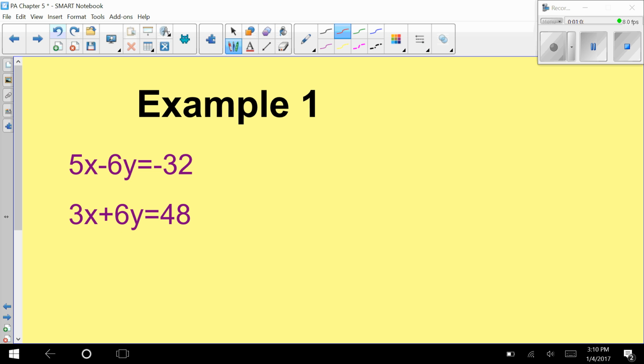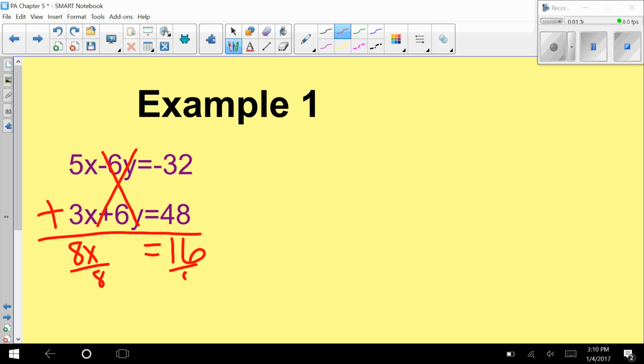Since one's a minus and one is a plus, we are going to add the two equations together. Notice that 5x plus 3x is 8x. Negative 6y plus 6y is 0. That has been eliminated. Negative 32 plus 48 is 16. Now I have 8x equals 16. I can easily solve this by dividing by 8, and I get x equals 2.